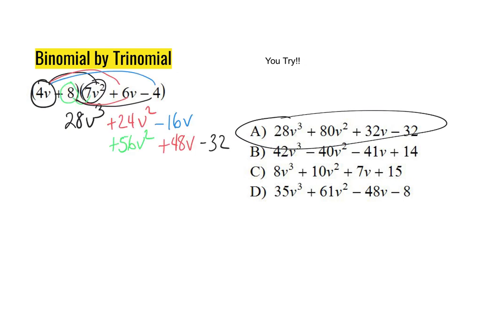So after I multiply, I kind of did it so I can combine like terms by aligning everything together. So 28v to the third power. And then 24 plus 56 is going to give me 80. And then -16 plus 48 is going to give me +32v. And then that minus 32.